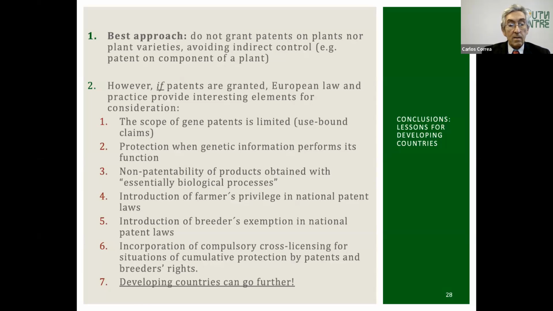Then fifth, it would also be important to introduce a breeder's exception that mirrors the exception in plant variety protection. And then still to explore the scope of this exception, whether it should be a full exception, including commercialization, or just be limited, as it is the case in European law, to breeding and research. And sixth, then incorporation of compulsory cross-licensing for situations of cumulative protection, also shown by the European legislation.